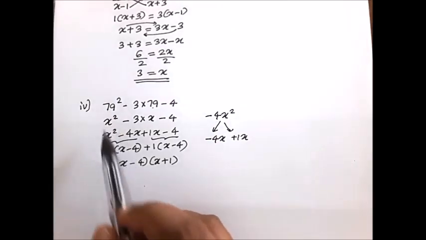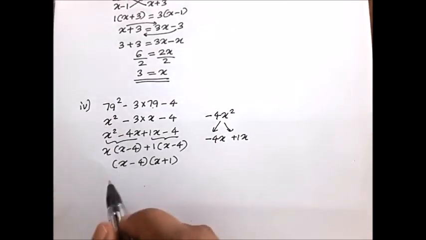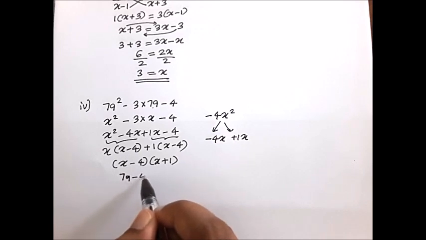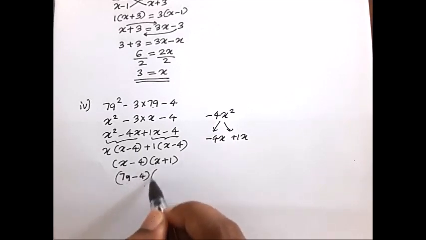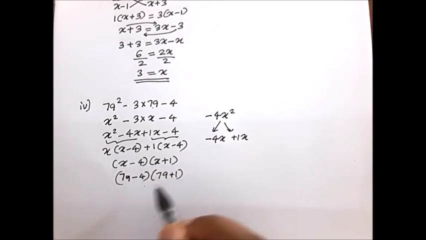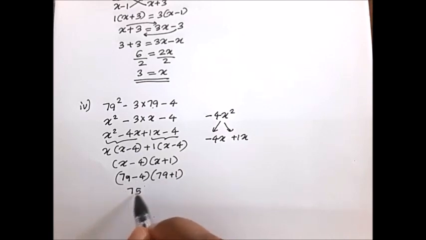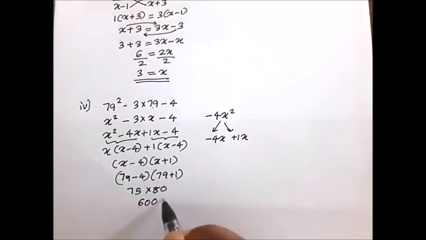Now substitute 79 for x. 79 minus 4, 79 plus 1. 79 minus 4 is 75. 79 plus 1 is 80. Here the answer is 6000.